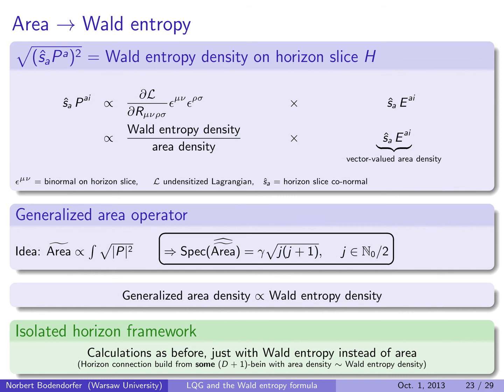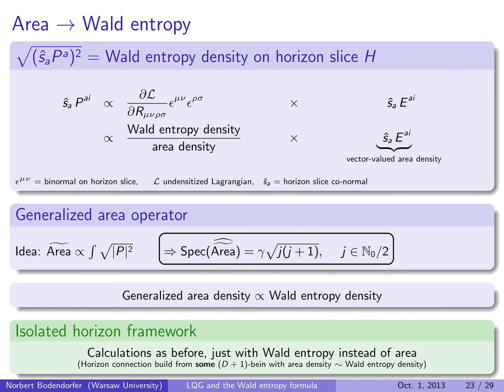If you now construct the generalized area operator in this theory, here we call it area twiddle, you construct it as an integral over the square root of P squared, as the usual area operator. This operator has the same spectrum as the area operator because the P has the same algebraic properties as the flux has in loop quantum gravity. However, this operator does not measure the area, but it measures something more general, and in the first box we see that what it actually measures is the wall entropy. So in a generalized theory of gravity, the area operator is substituted by a wall entropy operator, at least when you evaluate it on a horizon slice H.